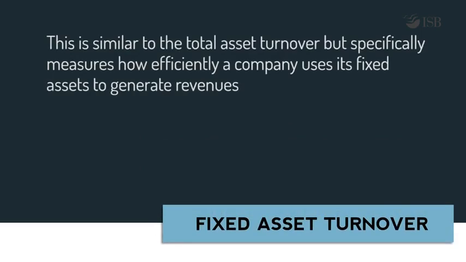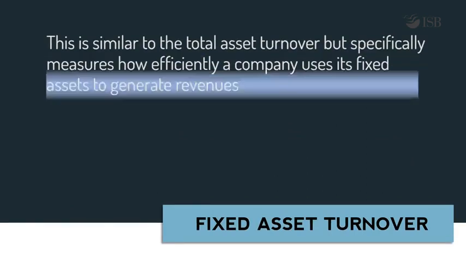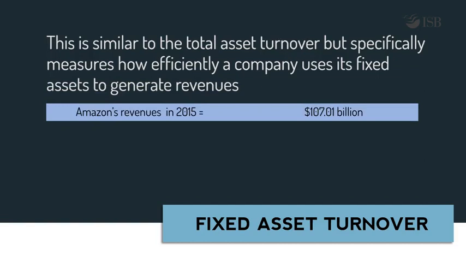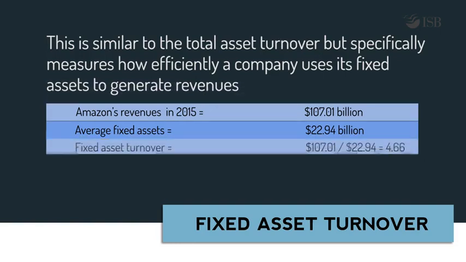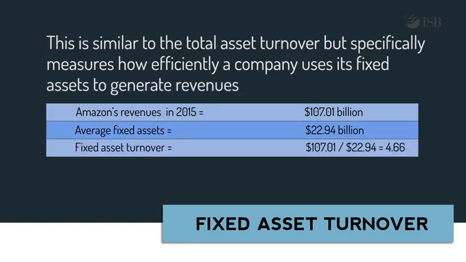The next activity ratio is the fixed asset turnover. This is similar to the total asset turnover, but specifically measures how efficiently a company uses its fixed assets to generate revenues. Amazon's fixed assets include investments in plant, property and equipment, PP&E, goodwill, and other intangible assets. Its average fixed assets in 2015 were $22.94 billion. Dividing its revenues of $107.01 billion by $22.94 billion gives us a fixed asset turnover of 4.66. For every $1 invested in fixed assets, Amazon generates $4.66 in revenue.